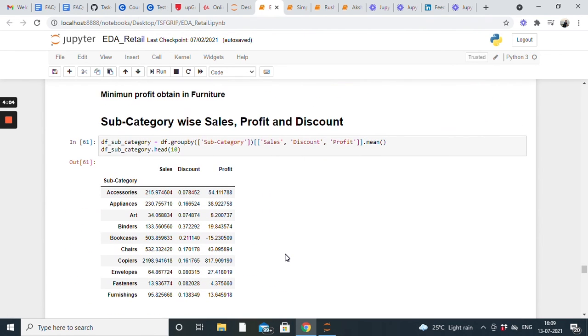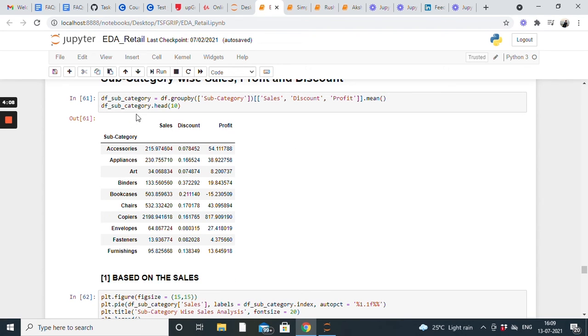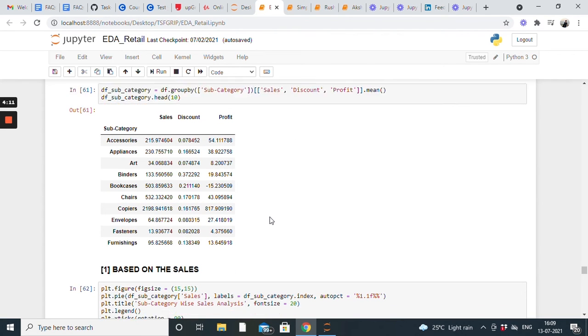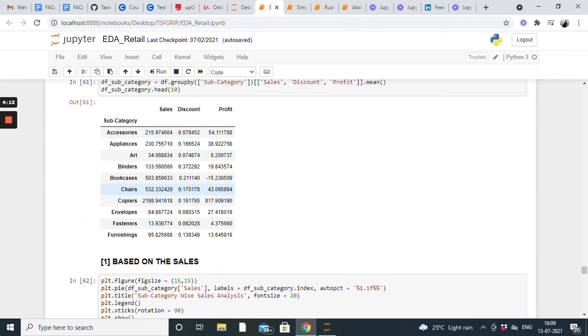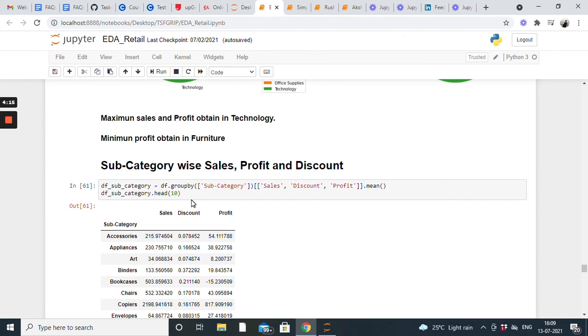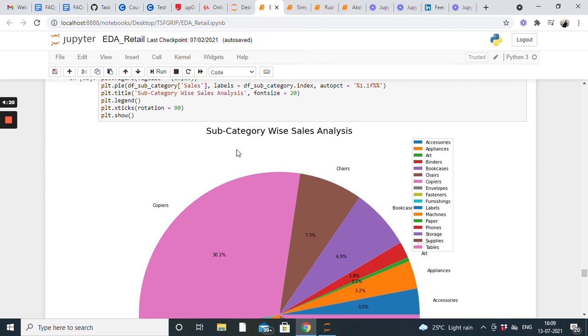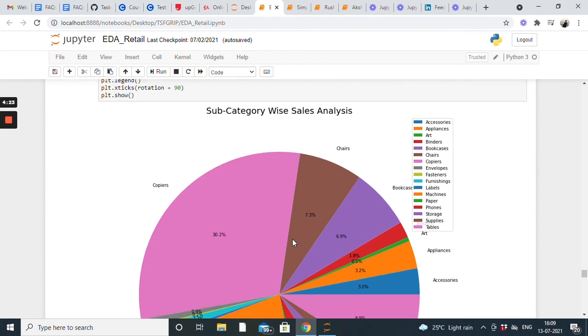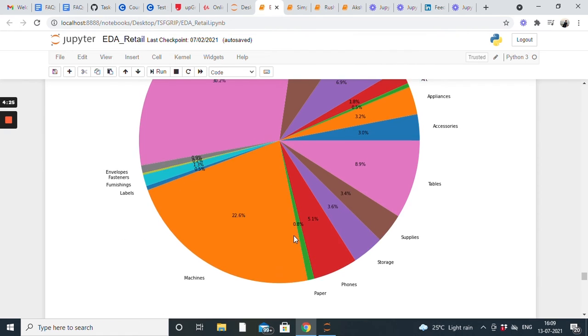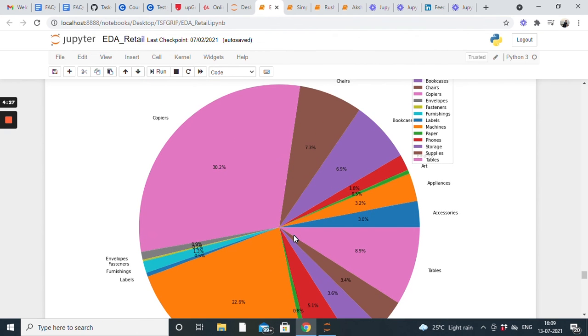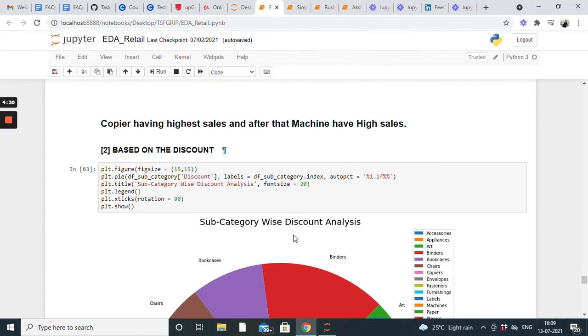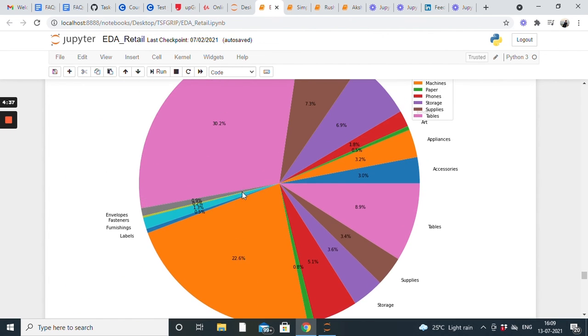So we go with the subcategory-wise profit, sales and discount, and here we group by subcategory. Based on sales first, we plotted the pie chart one more time, and from the pie chart we can conclude that copier has high sales, after that machines have high sales. Copier has the highest sales.